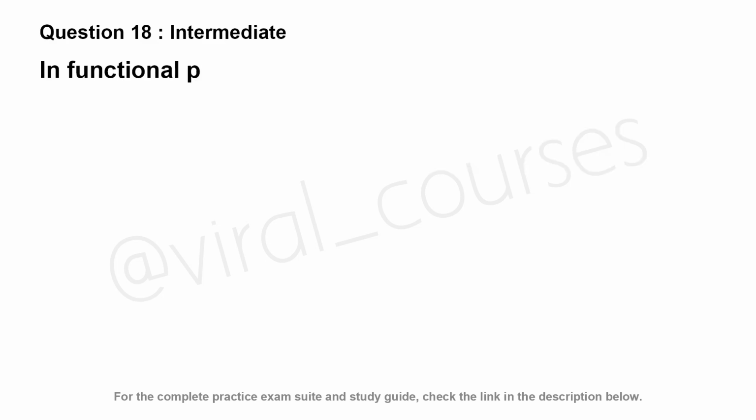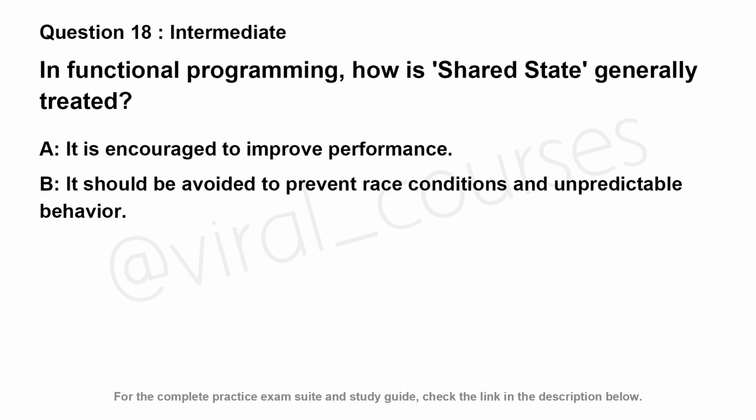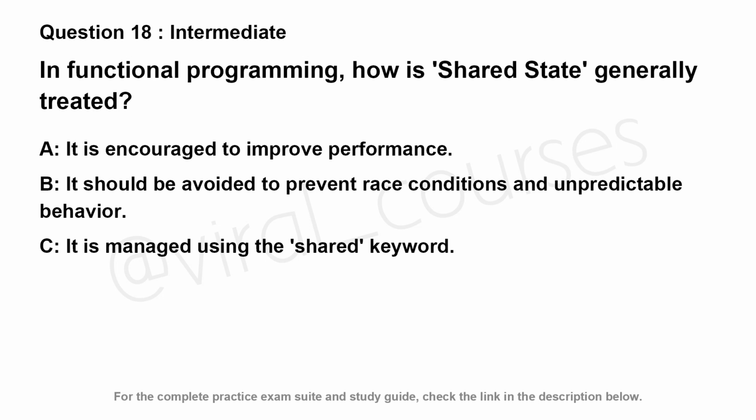In functional programming, how is shared state generally treated? Option A. It is encouraged to improve performance. Option B. It should be avoided to prevent race conditions and unpredictable behavior. Option C. It is managed using the shared keyword. Option D. It is only allowed for string variables.